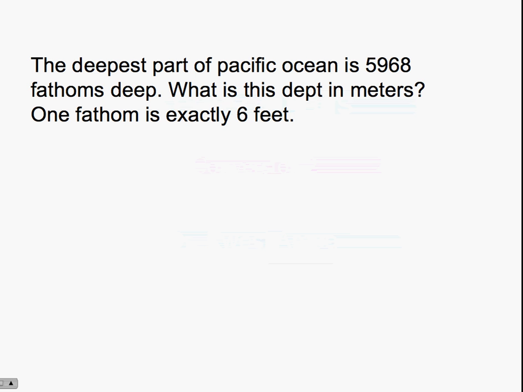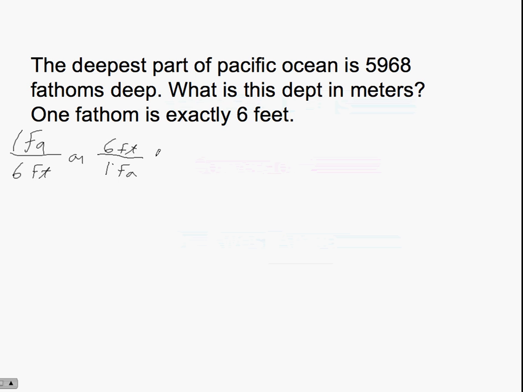Okay, so having that information, we have one fathom is 6 feet. Another way of writing this is 6 feet for every one fathom. Also, we need to know, is there a relationship that exists between feet and meters?